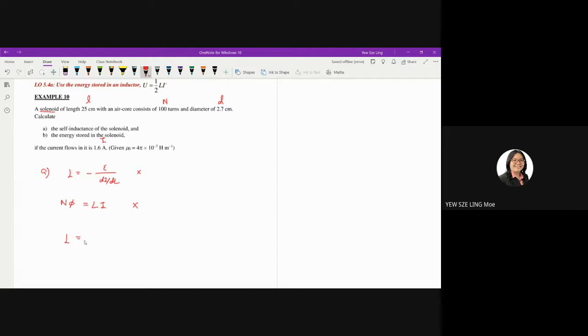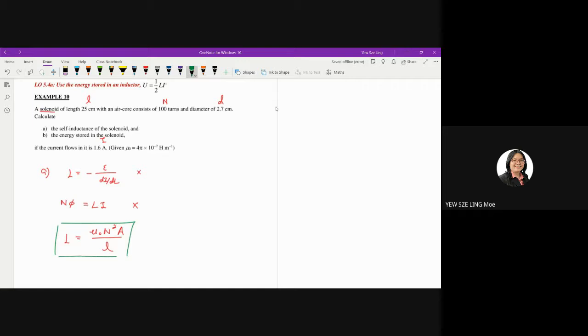L equals to mu naught N squared A over L. So this is the equation that we're going to use. In the exam, if I'm not mistaken, I think this equation is not given. So if it is not given, then what are you going to do?